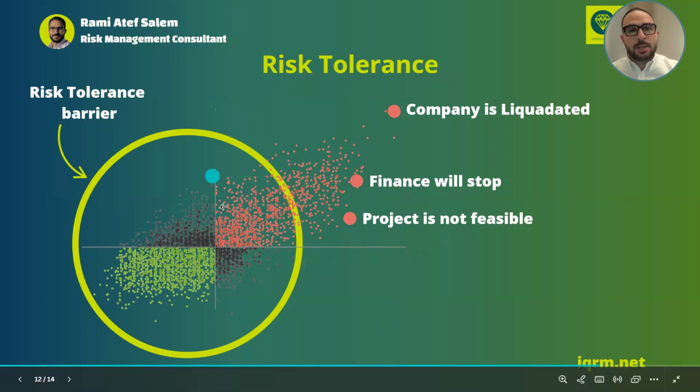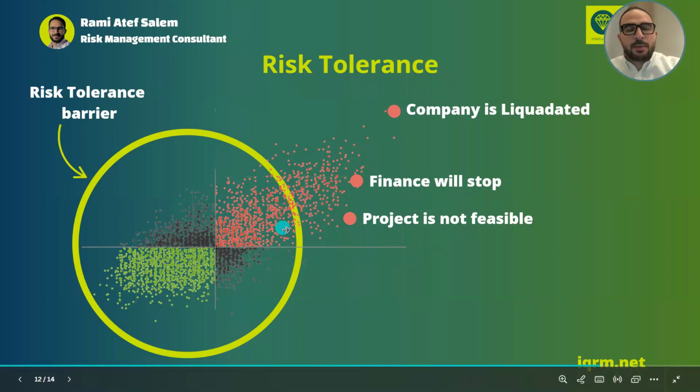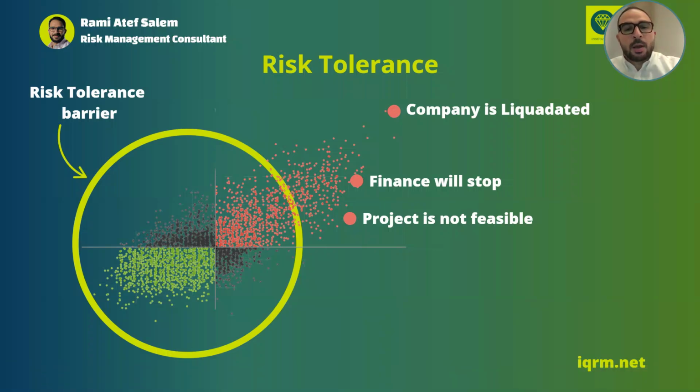So as you see here, the risk tolerance barriers, you will find the red dots inside of it that mean that we don't achieve the project profit or we don't achieve the project objectives, and the one that is outside the barrier here. So the risk tolerance barrier is the barrier within which we can bear losses, we can bear delays, but outside of it, we are actually experiencing more losses than we can actually bear.